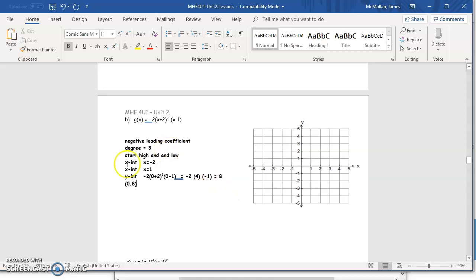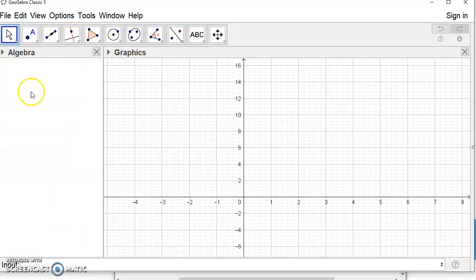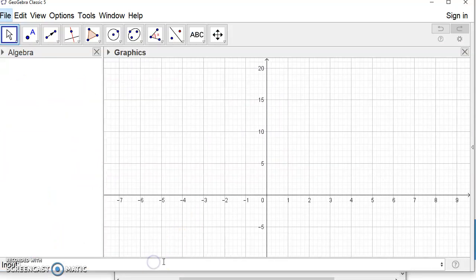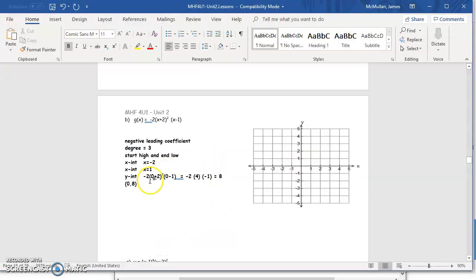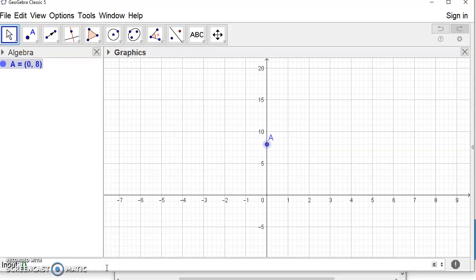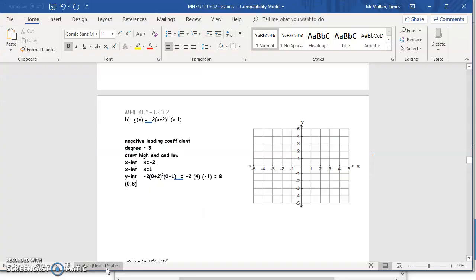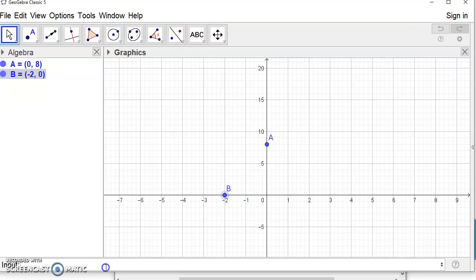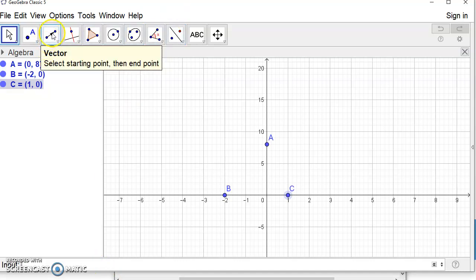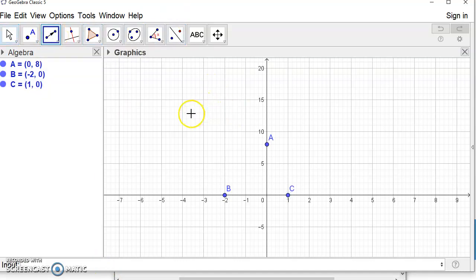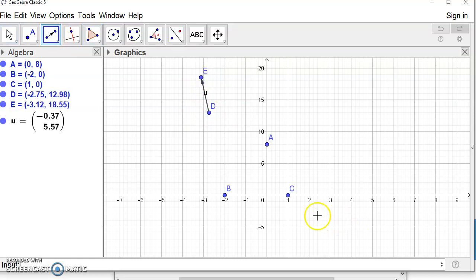Now, let's write what we know on the GeoGebra again. So let me just quickly knock all this stuff out. We have a y-intercept at 0, 8. We have an x-intercept at x equals negative 2, so negative 2 comma 0, and we have an x-intercept at positive 1, so 1 comma 0. The end behavior, we said, was negative, so we're expecting to start high and end low.